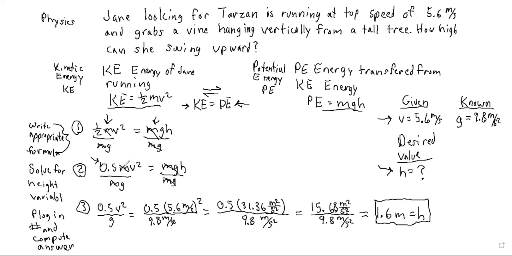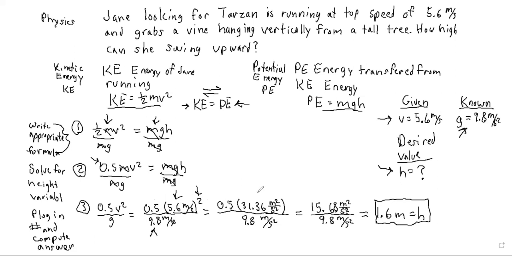Okay, so then we're going to go ahead and plug in the numbers to that formula. So we get 0.5 times v squared over g. We know the value of v they've given us is 5.6, so we plug that in over here, and we square it. And then in the denominator, we have g, which is acceleration of gravity. We know that value. It is 9.8 meters per second squared. So we plug that in over here.